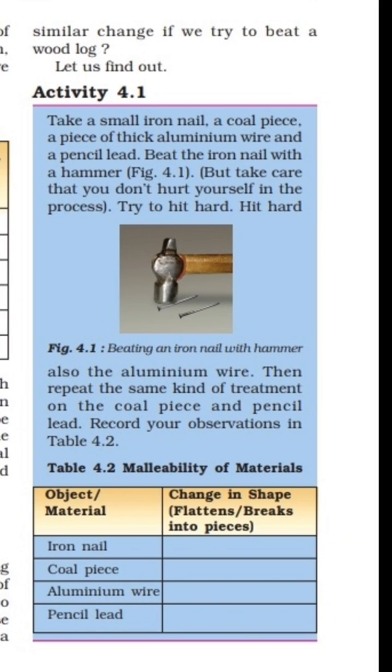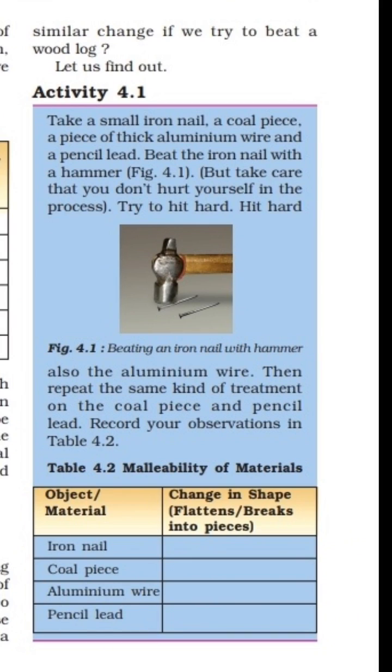Try to hit the iron nail hard. Hit the aluminium wire hard also. Then repeat the same treatment on the coal piece and pencil lead and record your observations in table 4.2. Table 4.2, malleability of the materials: object or material, change in shape, whether it is flattened or breaks into pieces.